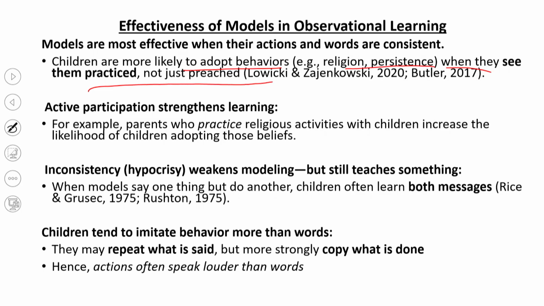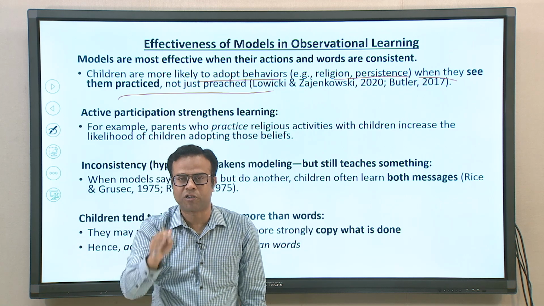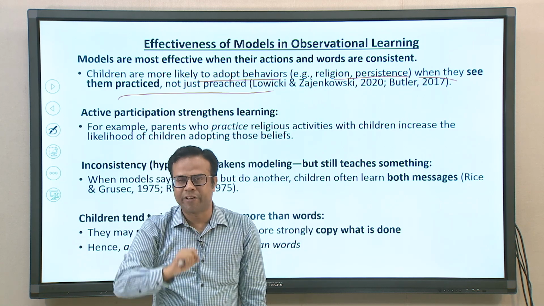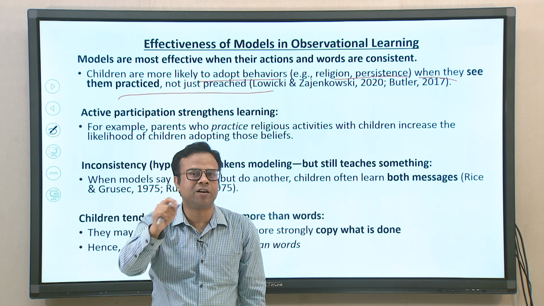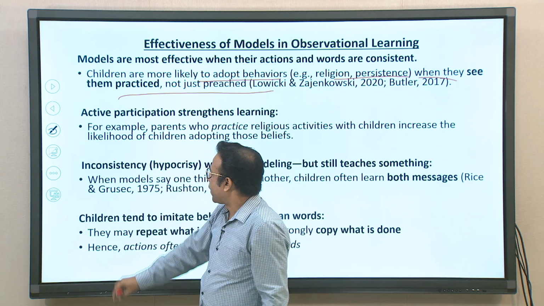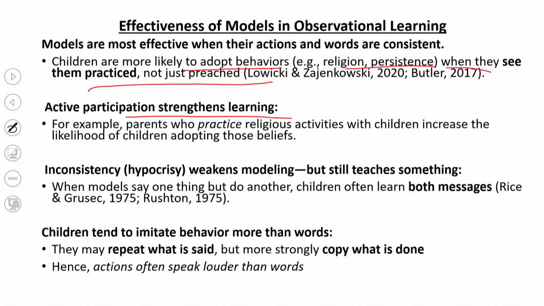So, a lot of people just preach, do this, and they themselves don't do it. So, generally people don't learn from them. Children learn from people who actually do those actions, not just say them. So, actions are very important, not just saying what you do. Children learn from actions more than what you say. So, active participation strengthens learning. For example, parents who practice, let us say, religious activities or any good activities with children increase the likelihood of children adopting those beliefs, because you are actively participating with them.